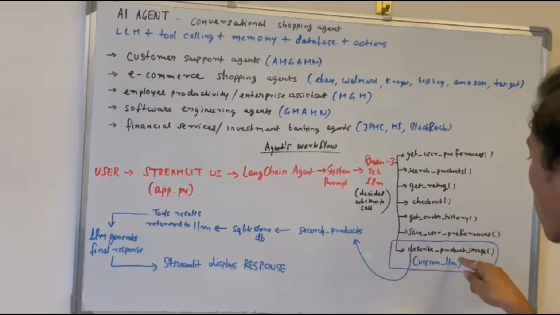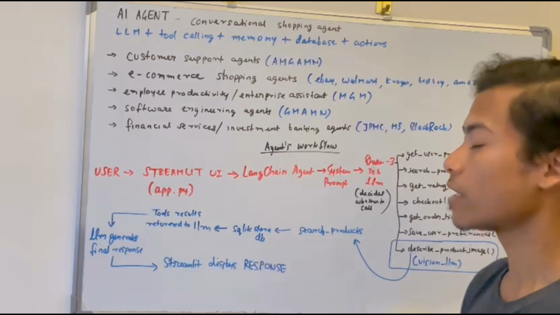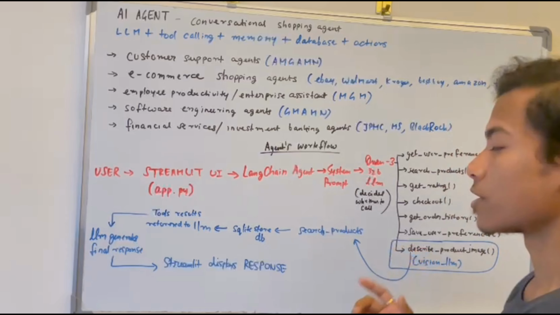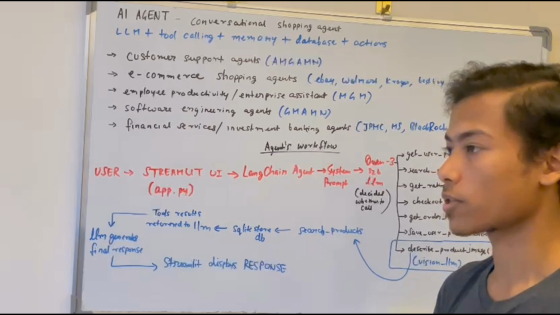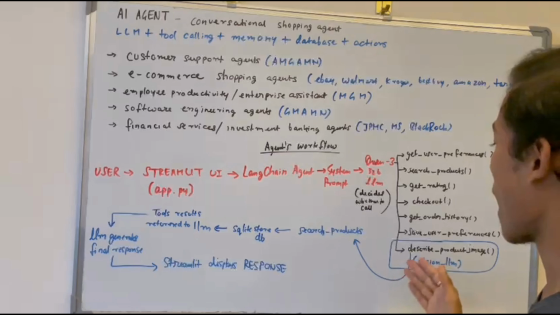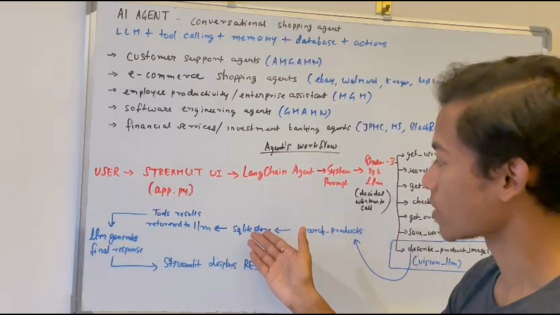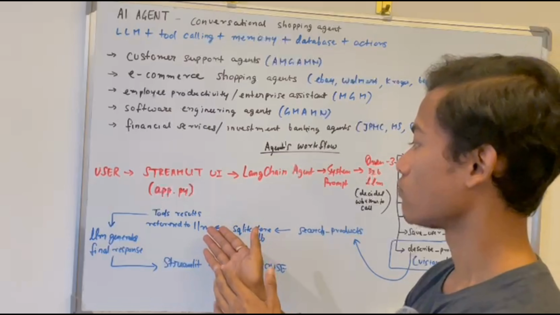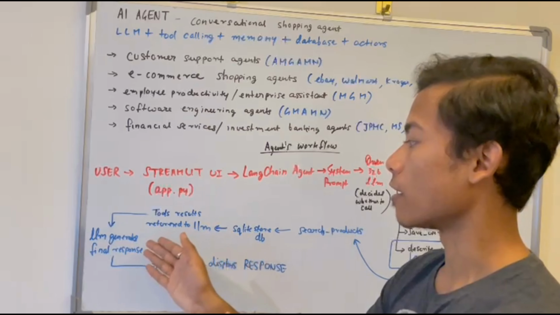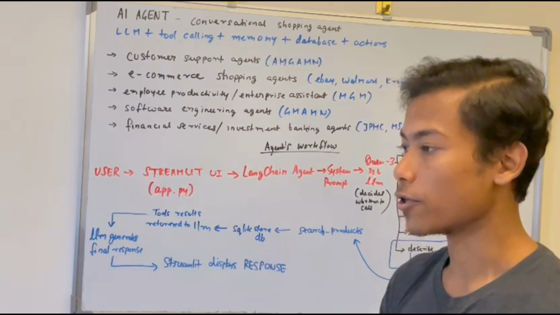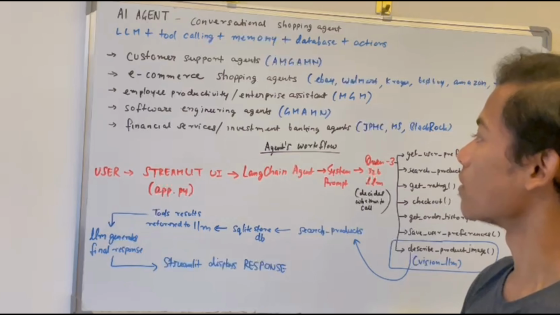There is one special tool called describe product image that uses the vision LLM, not the normal LLM. It uses the Llama model and it extracts the data from the product image that is uploaded in the UI, and after that it uses the search products tool that uses the SQLite store DB, and then the tool's results are returned to the LLM, and the LLM generates the final response in a human friendly format, and the Streamlit displays the response. That's the overall agent's workflow.